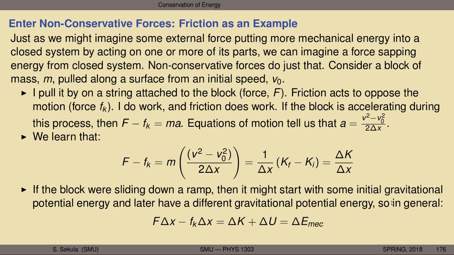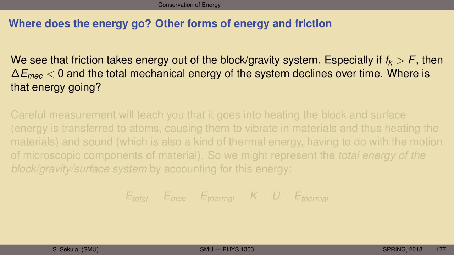And so we see that what's going to happen here is that friction is going to take energy out of the block gravity system. All right. So now, especially if the force of friction is in excess of the force I can exert on the brick to overcome friction, then we'll find that the change in mechanical energy will be less than zero. But nonetheless, I have to keep putting work into this system with my external force in order to keep this acceleration going, or in fact, even to keep a constant velocity going. I have to do this. I have to put energy into this system because friction keeps taking it away.